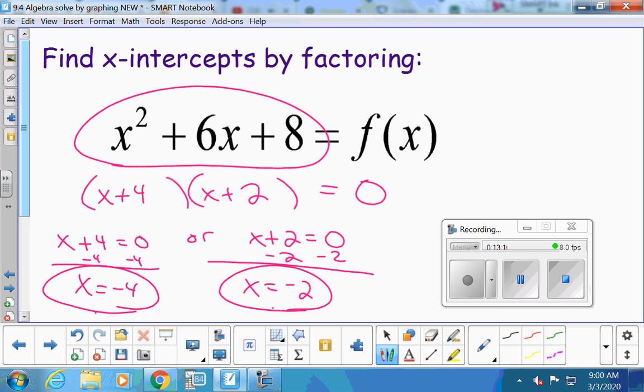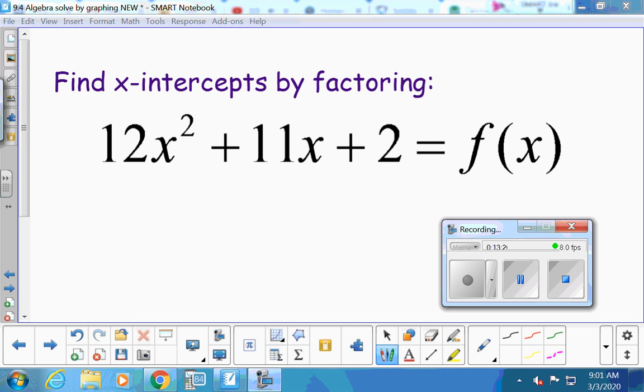So now zoom in a little bit. So are the answers at -4 and -2? Yay, the answers are at -4 and -2 when we looked on Desmos. Alright, I just looked at the next one. It says find the x-intercepts by factoring, but we've never learned how to factor something with a 12x out front.